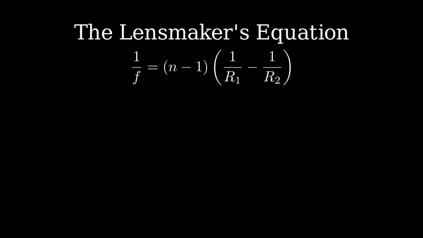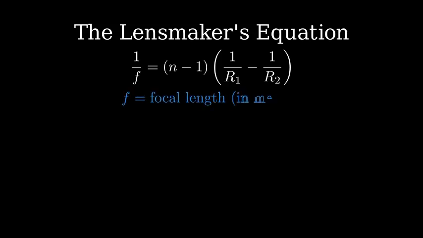Welcome to our lesson on the Lensmaker's equation. In optics, the Lensmaker's equation is a fundamental formula that allows us to determine the focal length of a lens based on its physical properties. It's a powerful tool for optical design and understanding how lenses work. Let's break down what each term in this equation means.